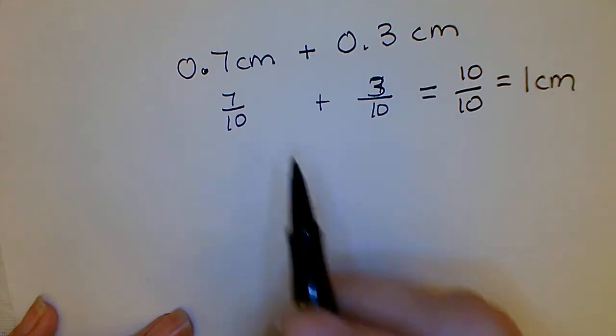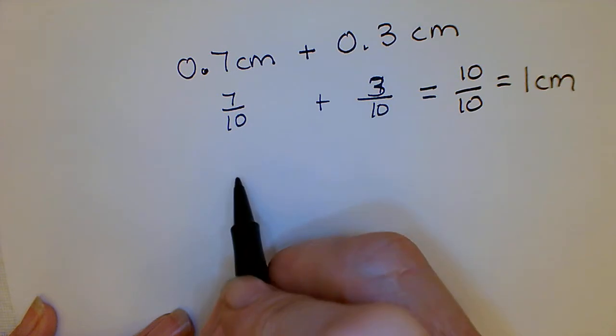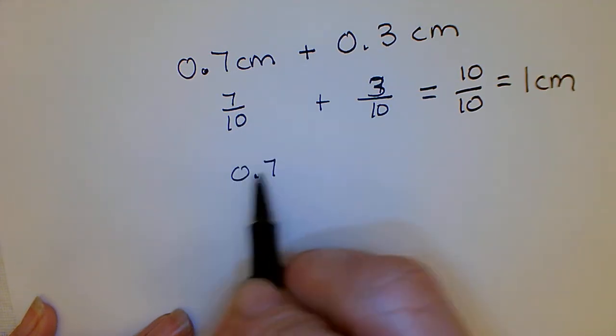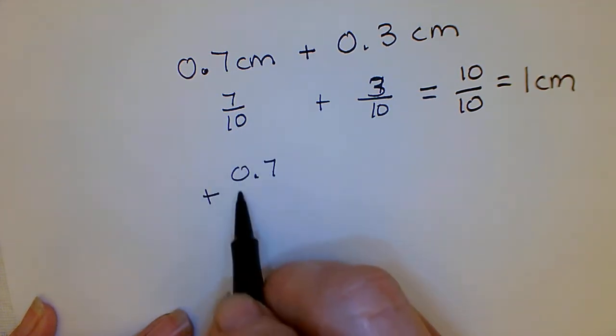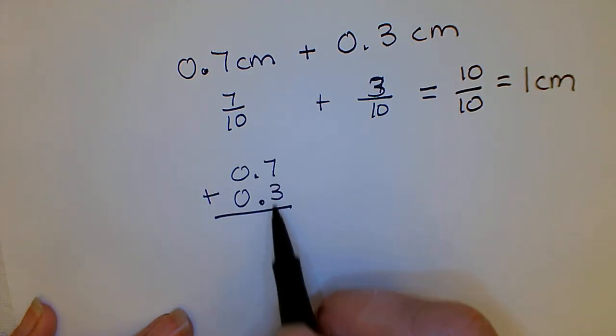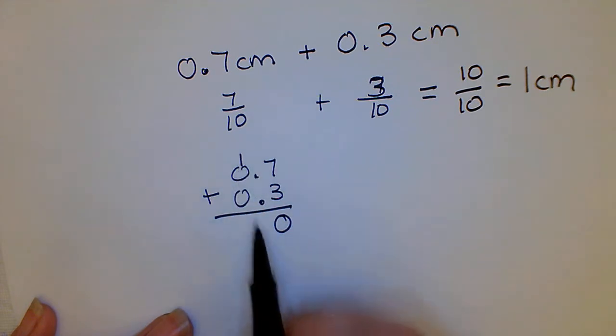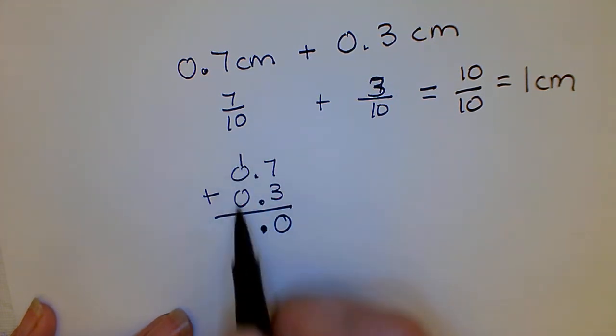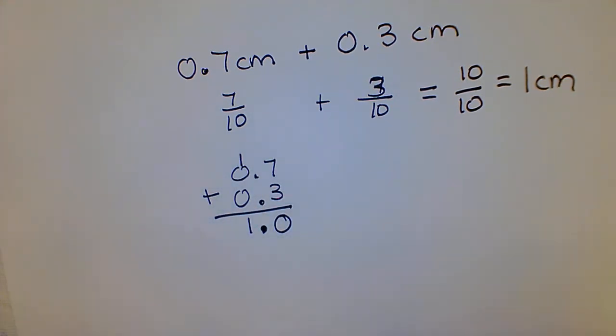Now let's do it and stack them and add them. 0.7 or 7/10 plus 0.3 or 3/10. 7 plus 3 is 10. Make sure you have your decimal. And 1 plus nothing is 1. So this is super duper easy stuff.